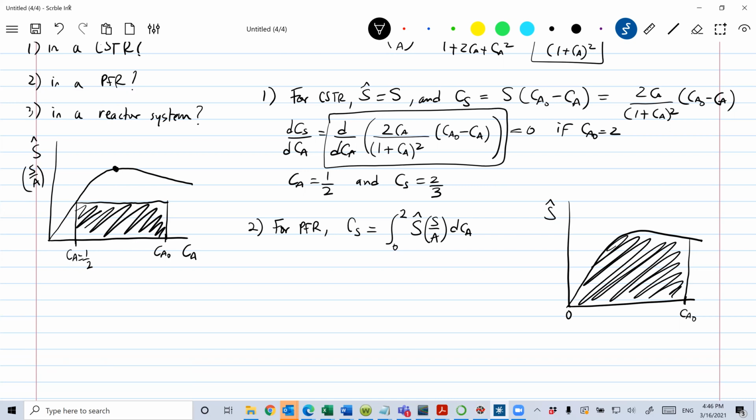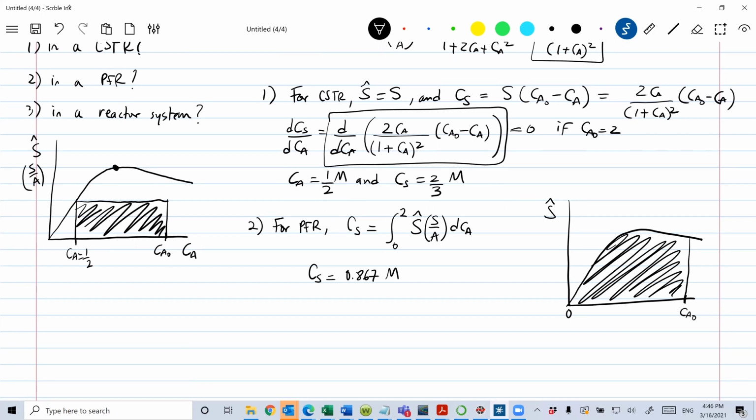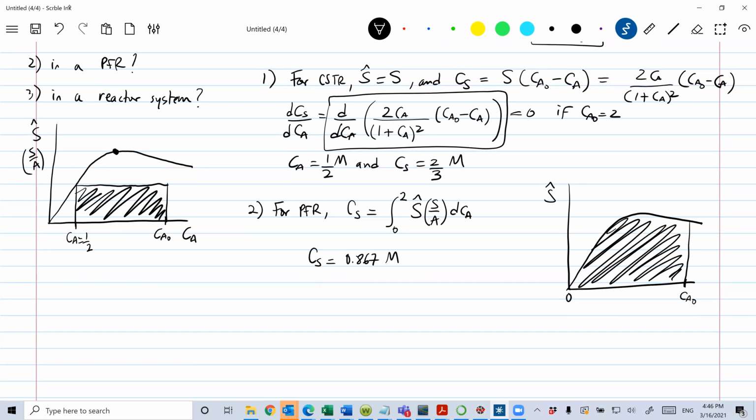So if you do this integration, you'll find that CS is equal to 0.867. This is molar, by the way. So this is 0.6, this is 0.8. You can see that you basically make more. You make more S in the PFR because you're operating at an average selectivity that's higher than in the CSTR. It's very cool. And you can calculate the selectivity as well.